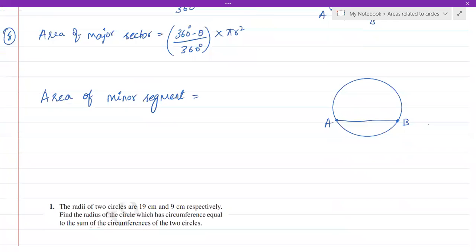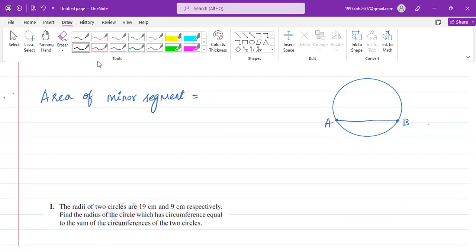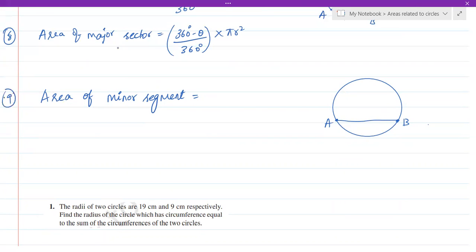Okay. Now let's understand the area of minor segment formula. Okay. So let's take the formula. Now, as you can see, I've taken a chord. Let's say this is the center. What we'll do is let's join OA and OB. So as you can clearly see, we have got a triangle here. OAB is the triangle.